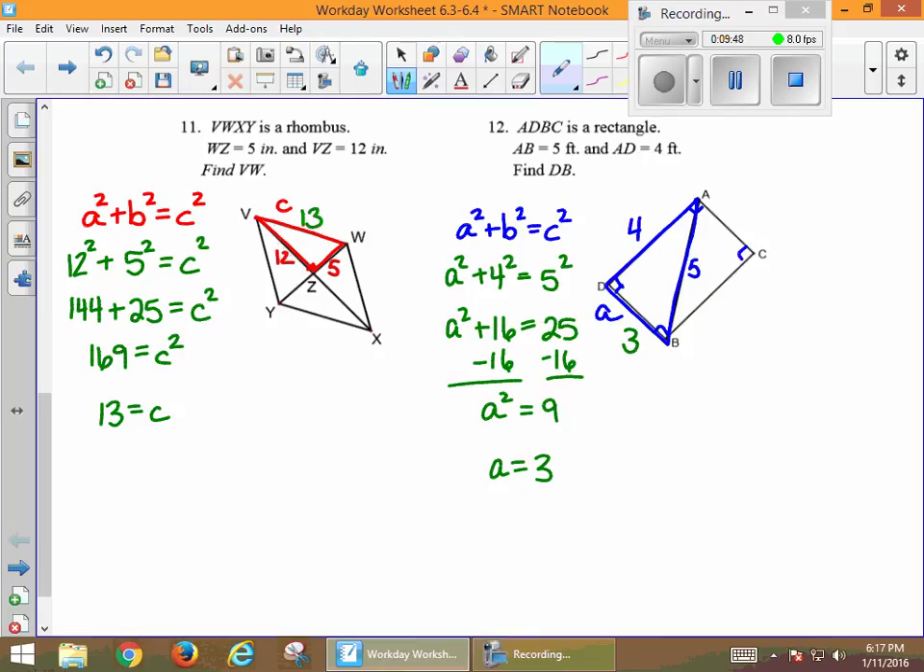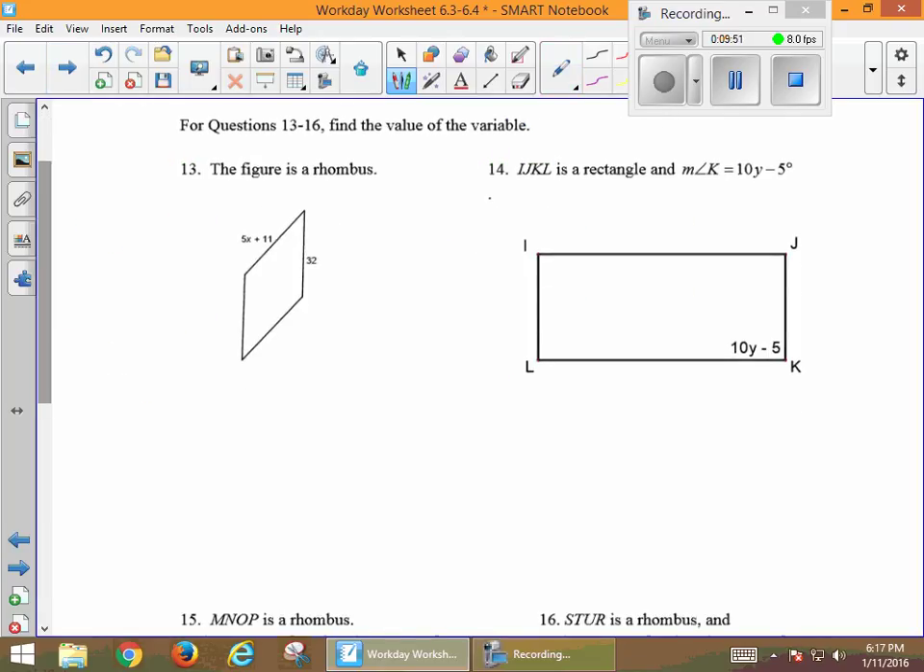On the back, questions 13 through 16 say find the value of the variable. Question 13 says the figure is a rhombus. One thing that I know about all rhombi is all sides are the same length. So because all four sides are congruent, I can choose any two to set equal. 5x plus 11 will be set equal to 32.